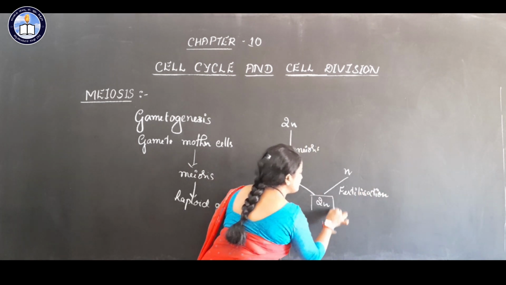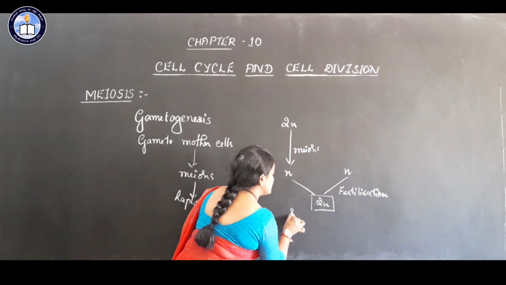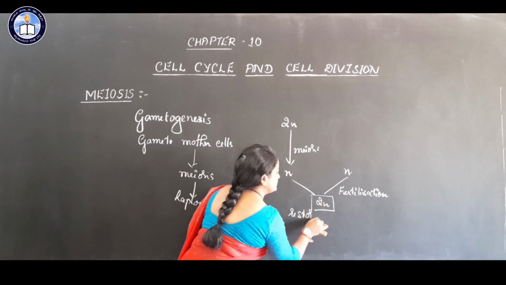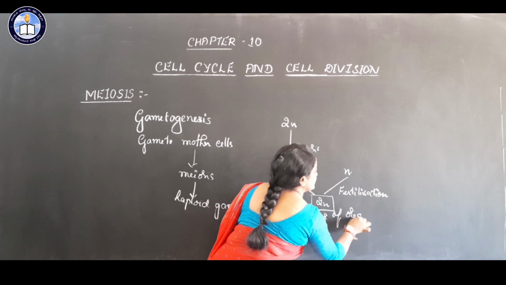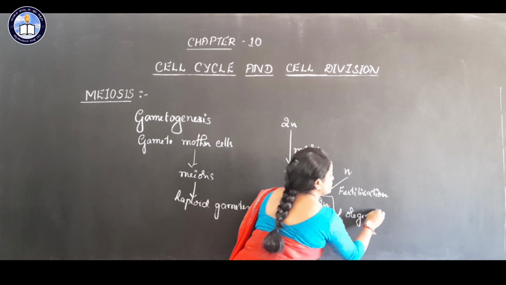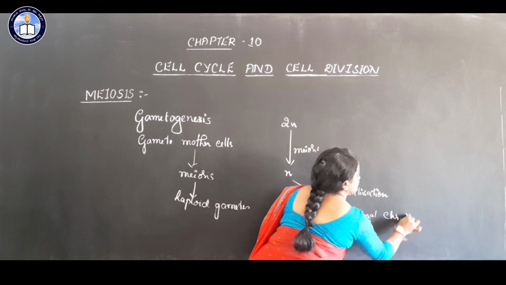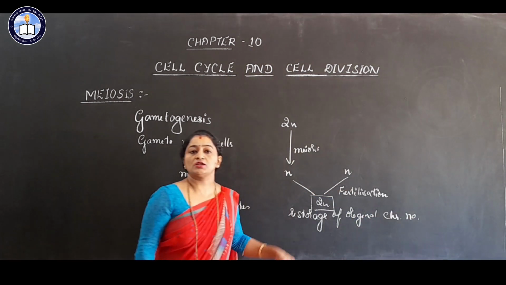This process, which is called fertilization, the fusion of two gametes, results in a diploid set. That means restoration of the original diploid cell or original chromosome number.